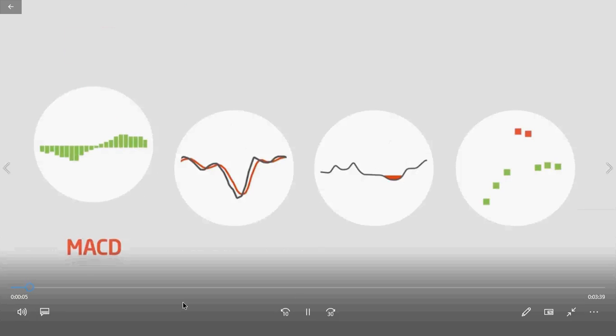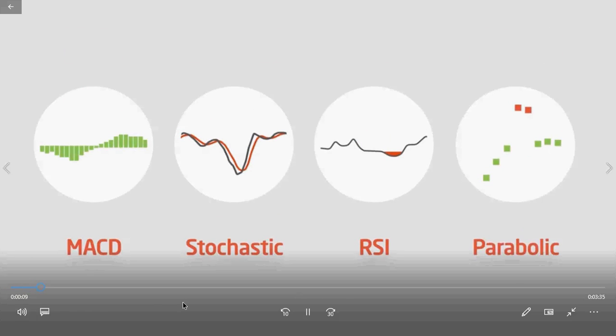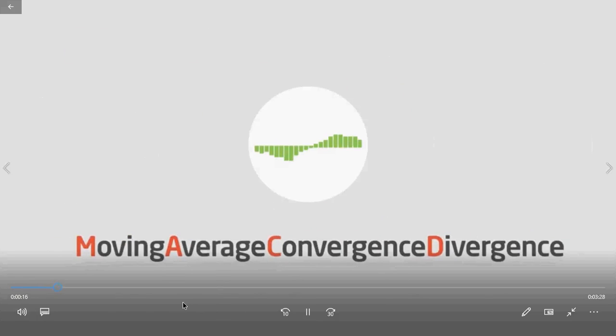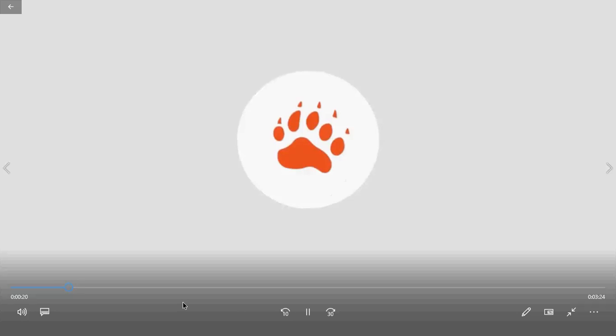As there are many different chart indicators, we will take a look at four of the more commonly used ones: MACD, stochastic, RSI, and parabolic SAR. These are also known as oscillators. MACD stands for Moving Average Convergence Divergence and is used to indicate a potential bullish or bearish trend reversal.